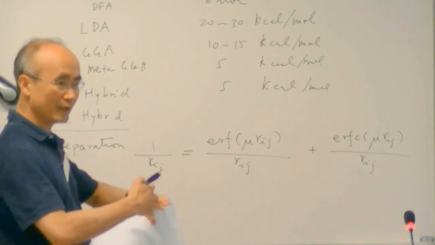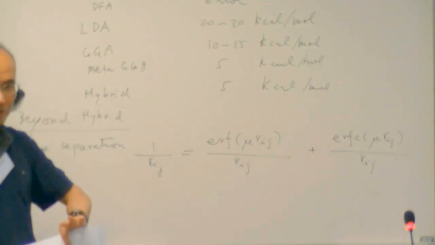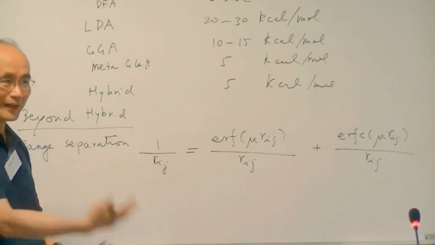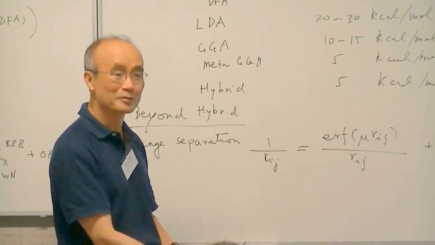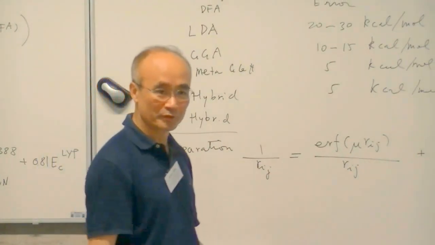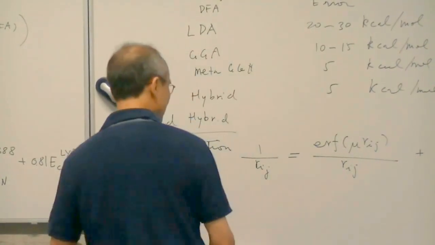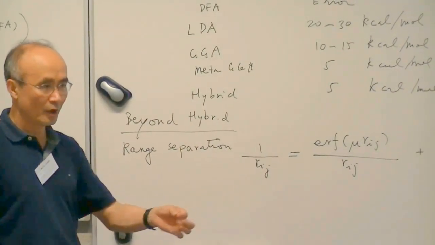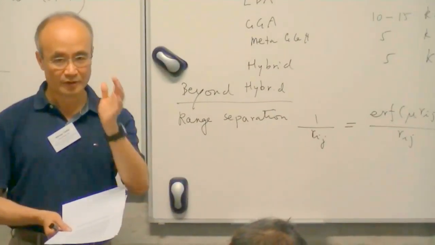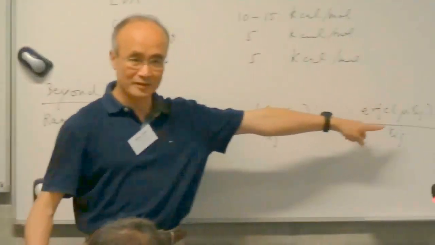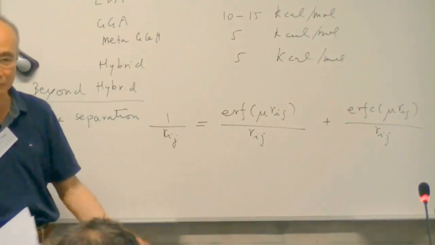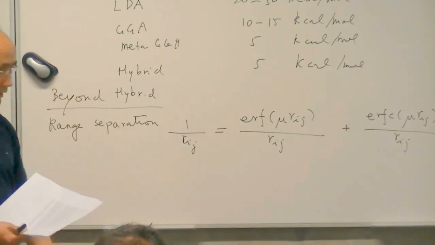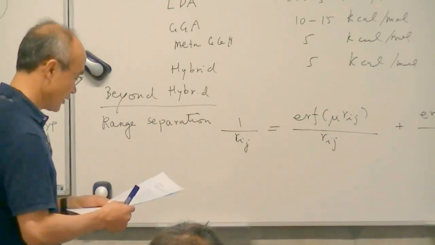And with this separation, you can do the interesting trick of including part of the exchange directly, as in hybrids, in the long range or in the short range. And that allows you different possibilities. So for this range separation, you also will hear from Professor Koenig how it is possible to tune the parameter to get better functionals. So it has lots of possibilities along this adiabatic connection and along the range separations.